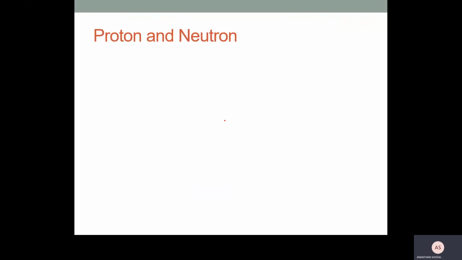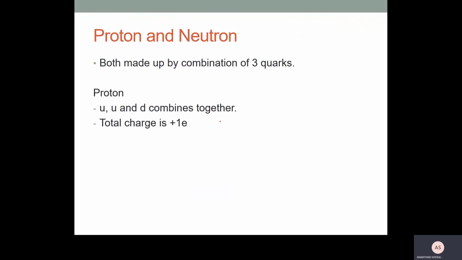Okay, our focus is now on our old members, of course proton and neutron. Proton and neutron are both made of a combination of 3 quarks. Proton is found to be made of up, up, down quarks. You combine the charge, positive 2/3, positive 2/3, negative 1/3, you get positive 1e. Proton, positive 1e because of the up, down combined charge.